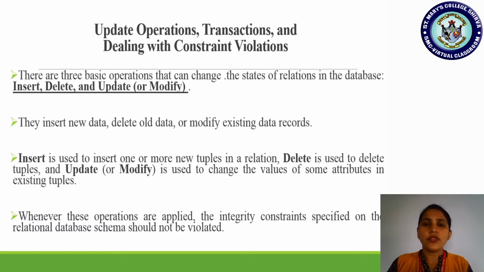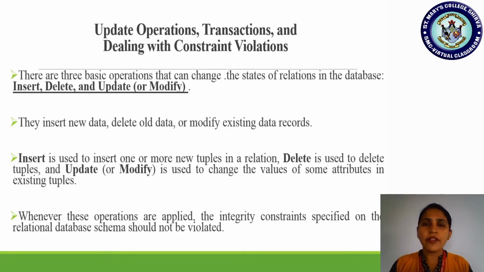So what do we mean by transaction? For example, when the current state of the database is viewed, in a bank, while accessing a bank account, we will be withdrawing an amount, or depositing an amount. So these are certain transactions. And dealing with constraint violations: we have discussed many different types of constraints, right? If any constraints are violated, how do we overcome those violations?